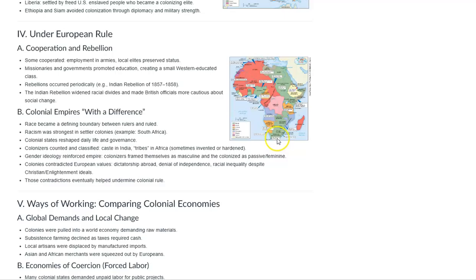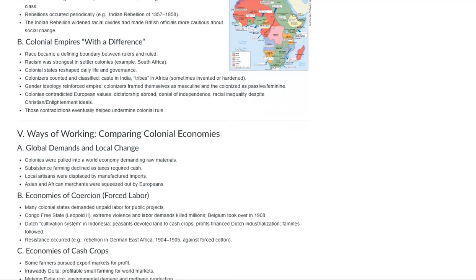So South Africa, keep in mind, is a nation. It's not just talking about the region of South Africa. Think about the country South Africa. Colonial states also changed daily life and administration in deep ways. They were obsessed with counting and classifying their subjects. In India, colonizers often froze or simplified an idealized caste system. In Africa, they identified distinct tribes. Sometimes they even invented them. And these categories were not neutral. They shaped identity and politics, and gender also began to matter.